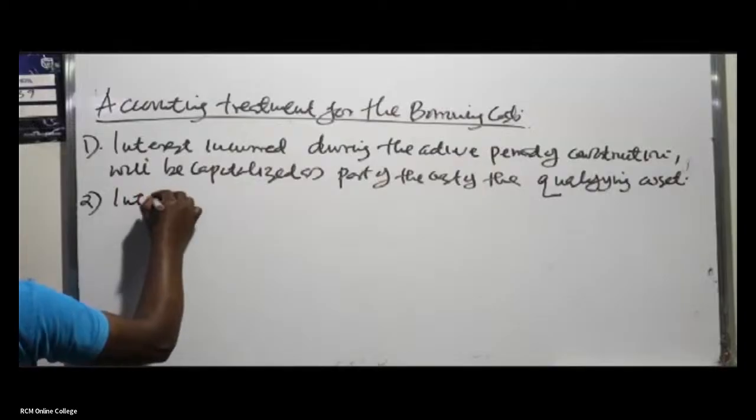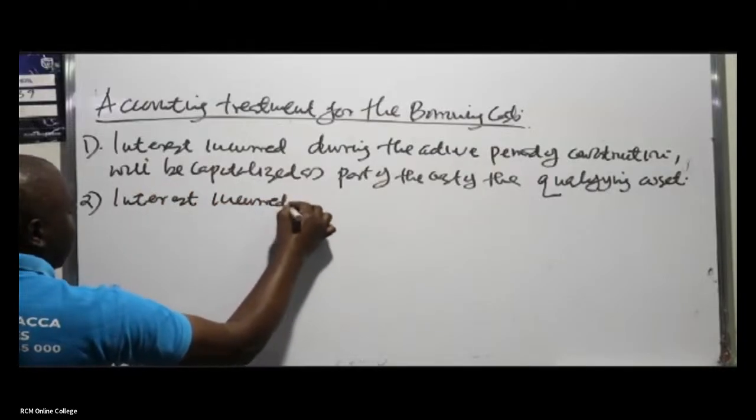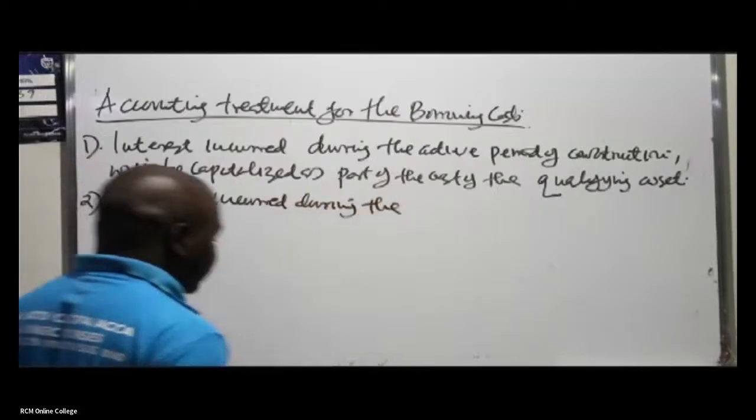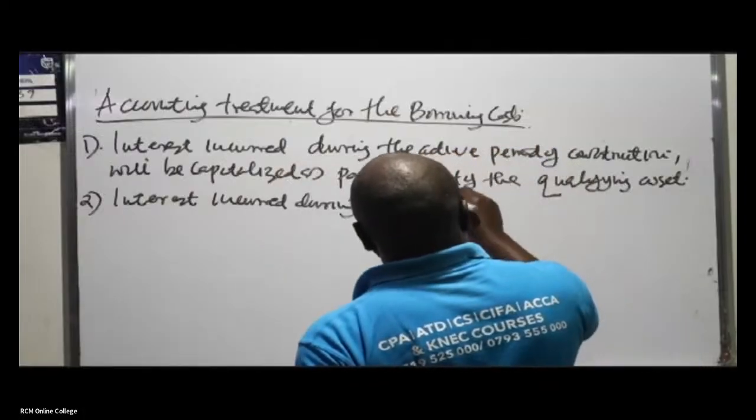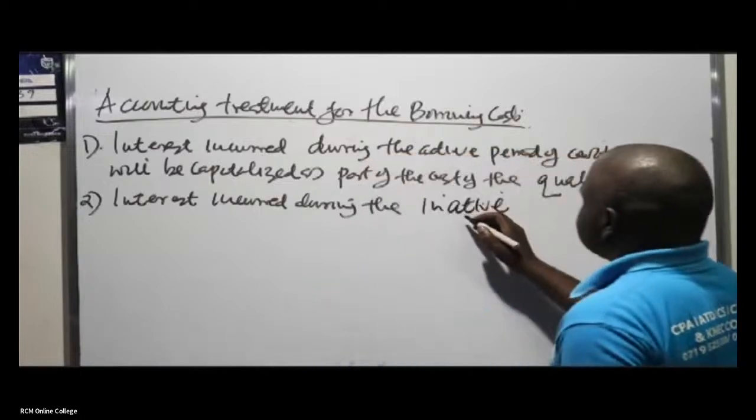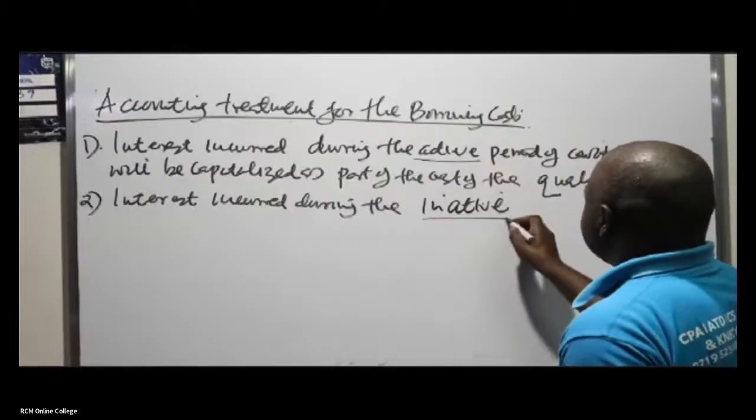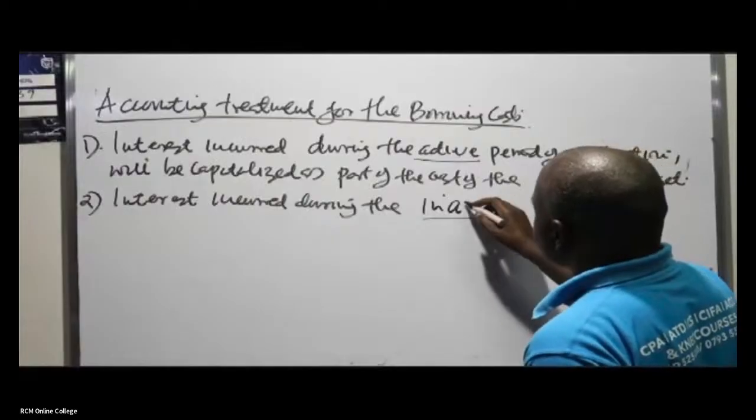Then number two, interest incurred during the inactive period. So you can align this. Here it is active, but this is now during what? The inactive. During the inactive period of construction is when you're not constructing.